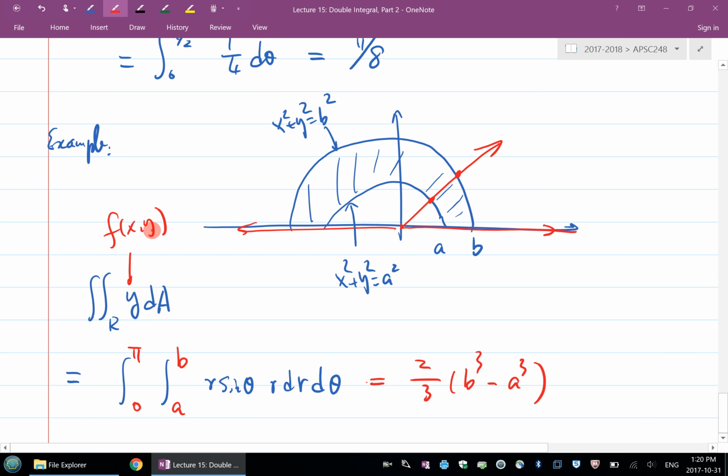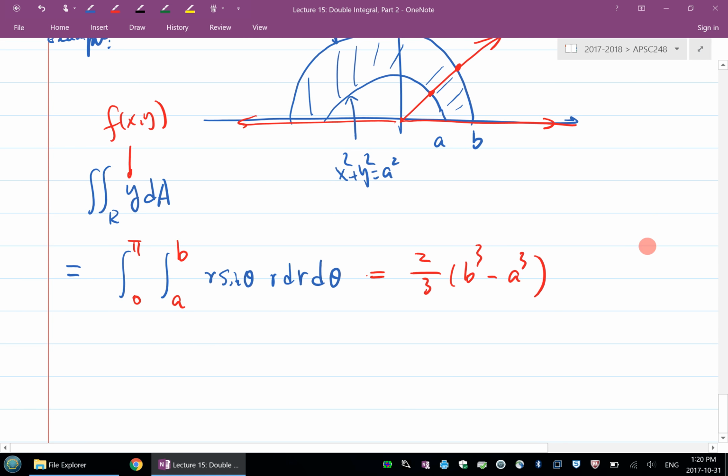Is that 2 over 3? Yes, 2 over 3, I think so. You're going to have to evaluate this because you got an r squared here, right? When you integrate, you get a 1/3 r cubed. So where's the 2 coming from? The 2 will come from the sine, I believe. You see that's 0 to pi integration for sine theta, so it's the negative cosine from 0 to pi, and then you get a 2. Very good.